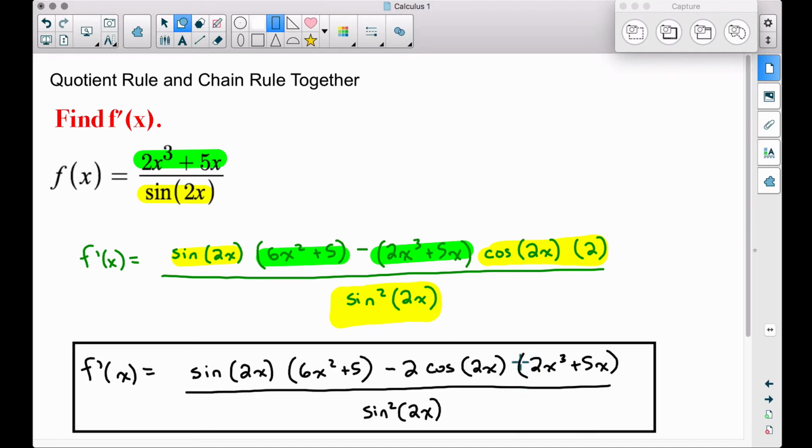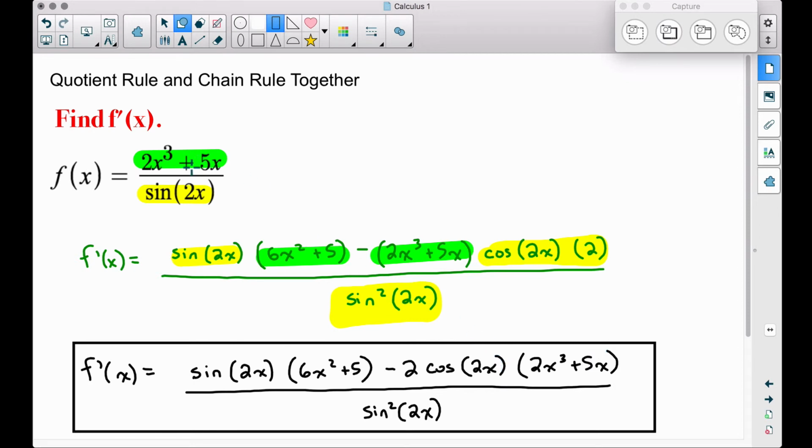So what I've done here, I haven't really done anything except rearrange these pieces. I just put that 2 out front, put the cosine beside it, the cosine of 2x, and then we have that 2x cubed plus 5x. Now we could distribute the sine of 2x to these two terms. It's not going to really help make it look any better or any worse. And the same thing applies to this over here. If we were to try to distribute the negative 2 cosine 2x to these two terms, we would be distributing, but really it's not going to lead to anything that we can simplify any easier.